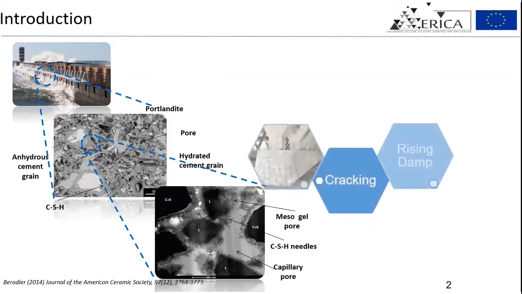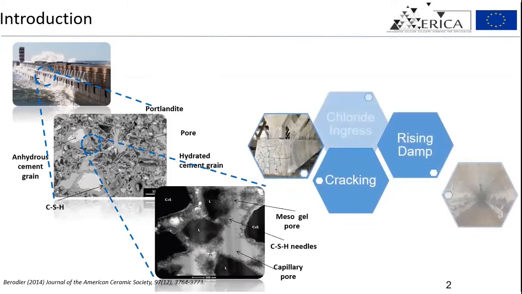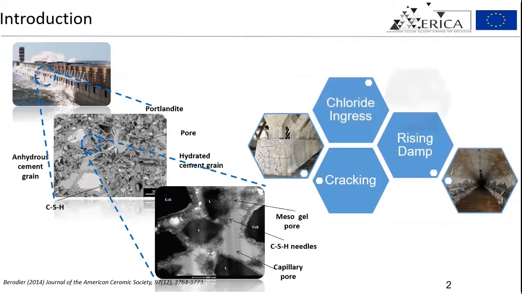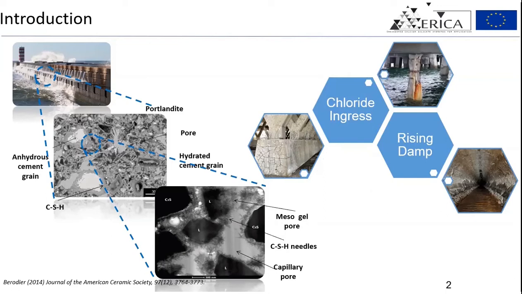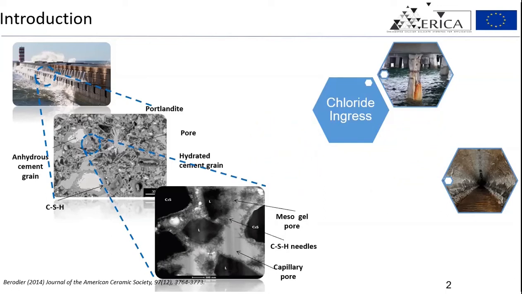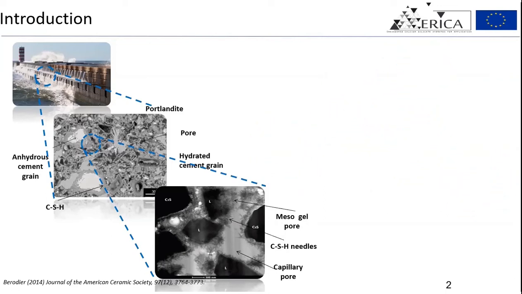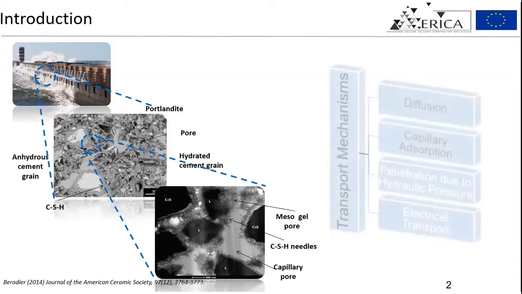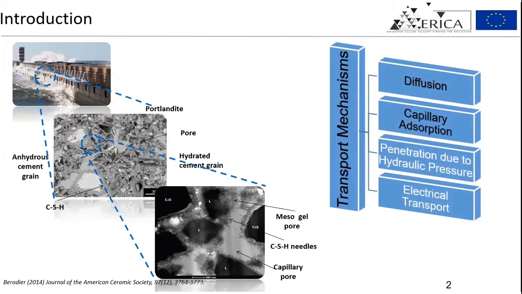It is these properties that actually give space and allow fluids to infiltrate and transport through a structure, causing things like cracking, rising damp, and chloride ingress. These are all detrimental elements to a structure's durability. So, what actually are the driving forces that control the fluid's transport? There are four main mechanisms, and we will be discussing the first two with regards to the outcome of the ERICA project.